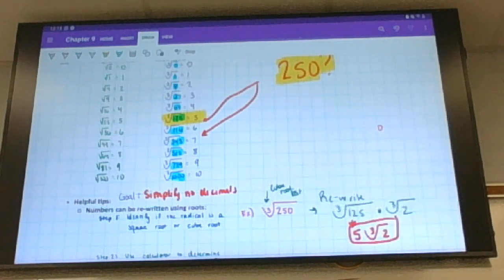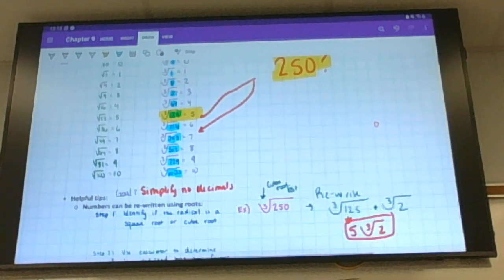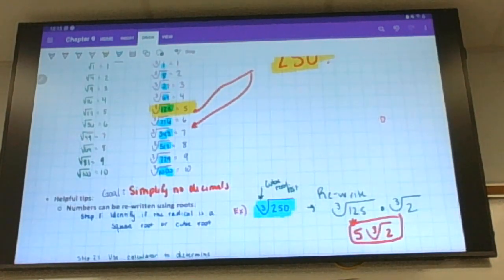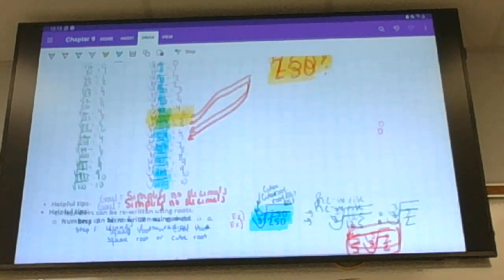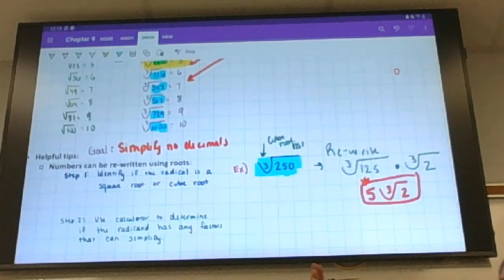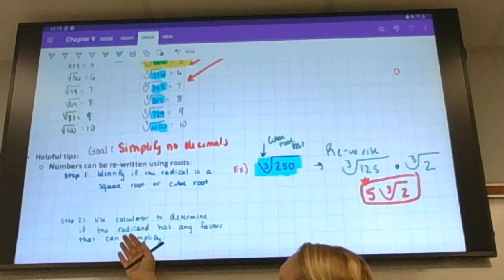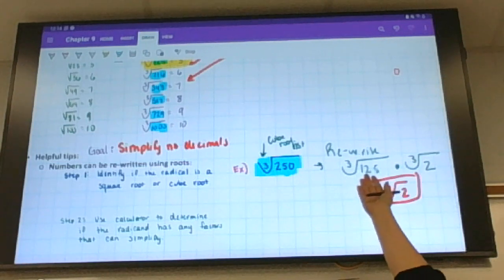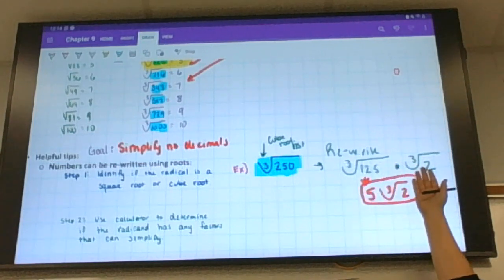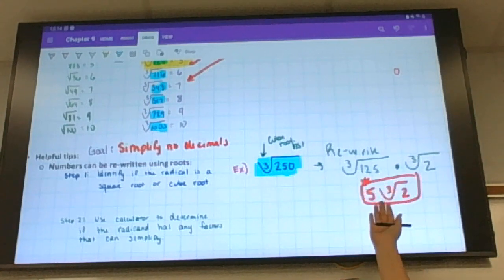How do you get 250? You're thinking of multiplication and division. You're going to be given a number like 250. Will it divide by any number in the list? You can use your calculator or your knowledge. You came up with it without a calculator. Determine if 250 has any factors. It does. The factor is 125, so you rewrite it as 125 times 2, and you take the cube root of the 125. Your answer is 5 cube root 2. And then it's done. This is simplifying radicals.